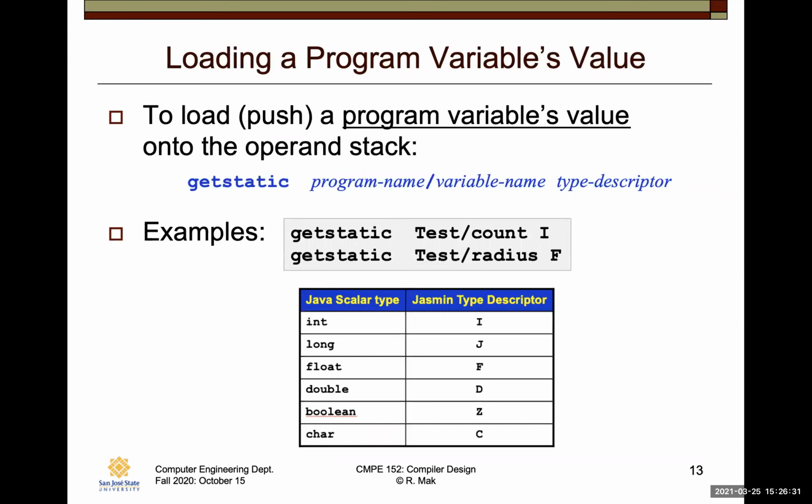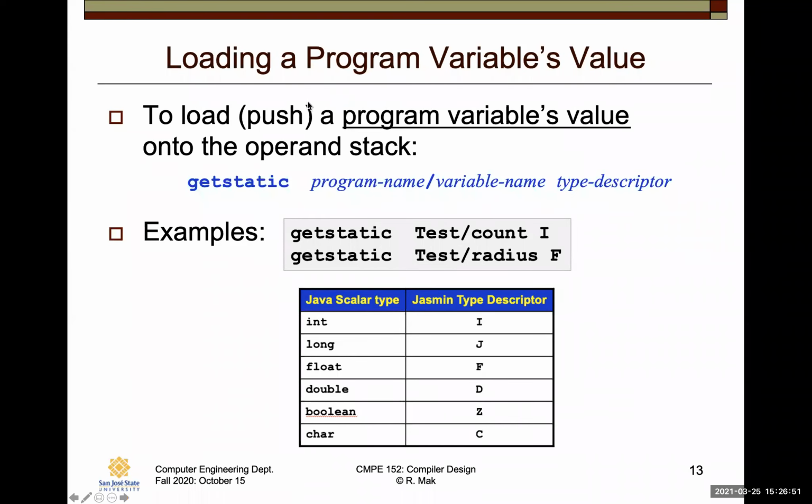So here again, we're going to look at program variable. And again, for a program variable, we are able to specify the name of the variable in the Jasmine code as opposed to a slot number.